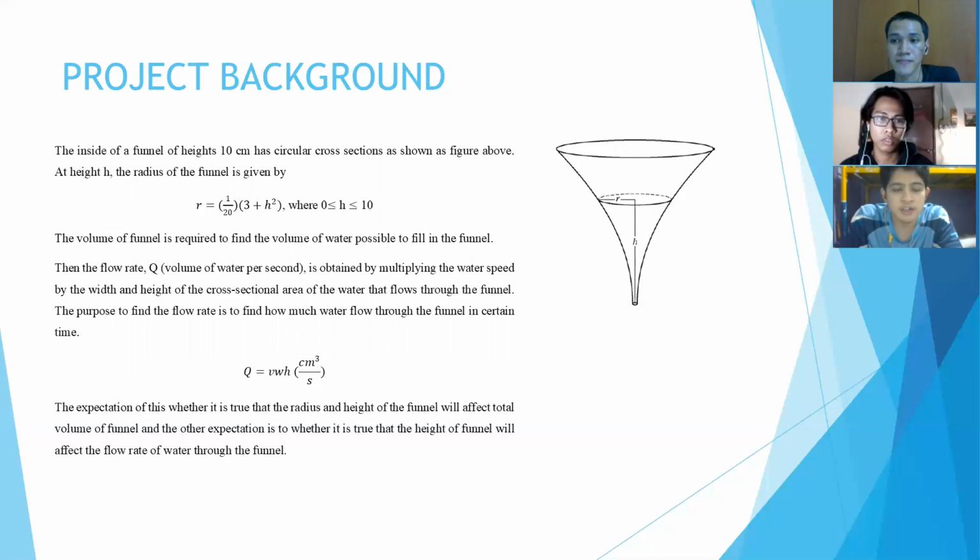The expectation of this problem is whether it is true that the radius and height of the funnel will affect the total volume of the funnel, and the other expectation is whether it is true that the height of the funnel will affect the flow rate of water through the funnel. Next.